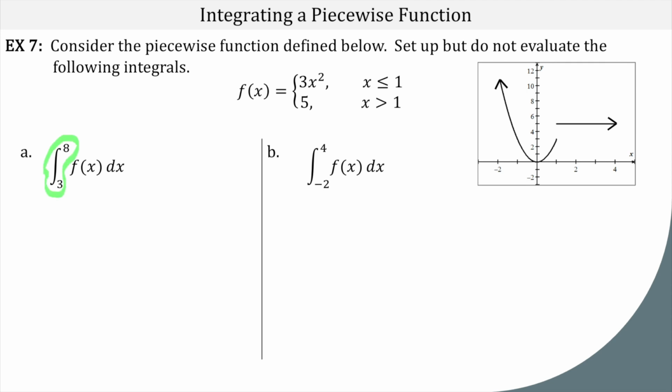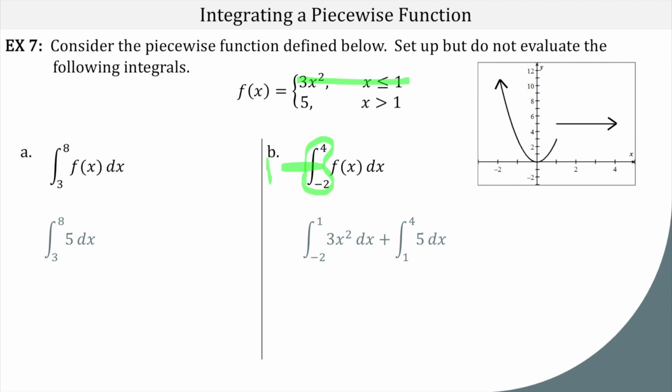Well, if you look at the piecewise function, we've got x is greater than 1 and x is less than or equal to 1. So 3 to 8 is going to be using the bottom function for x greater than 1. So that's what we're doing, 3 to 8 of 5 dx. What about negative 2 to 4? Okay, we're going to have to break that up at 1 because from negative 2 to 1, we have to use the top function. And then from 1 to 4, we have to use the bottom function.